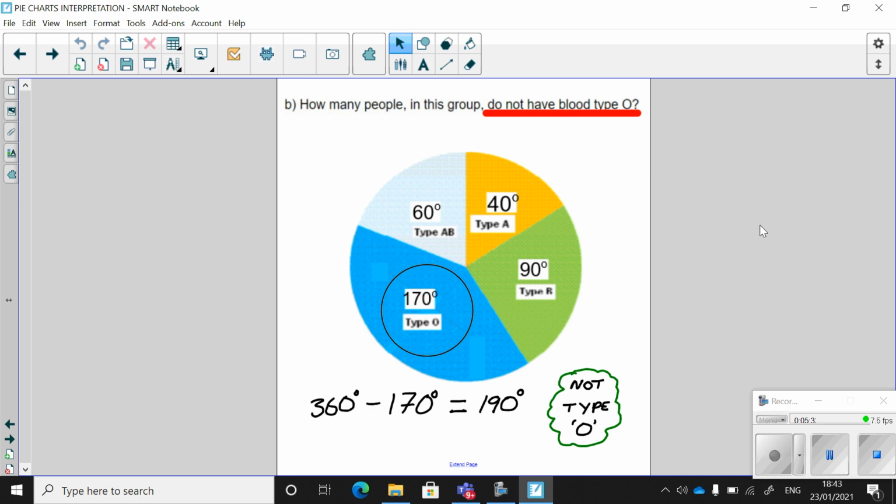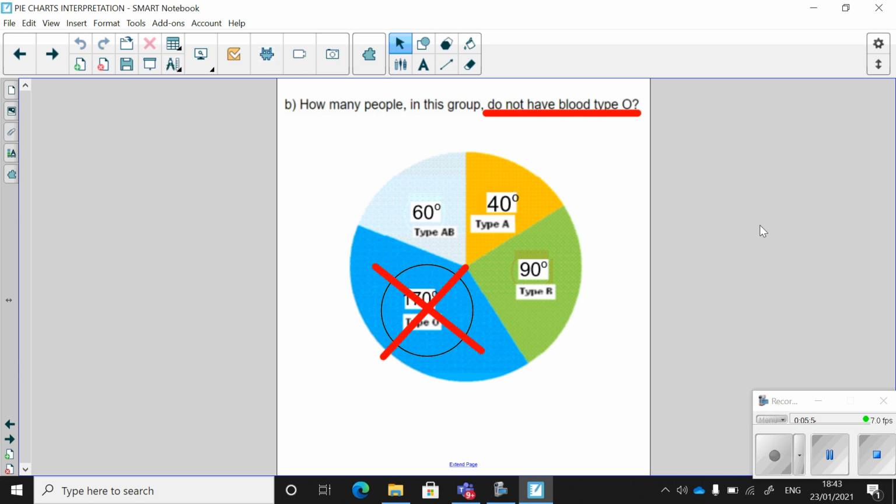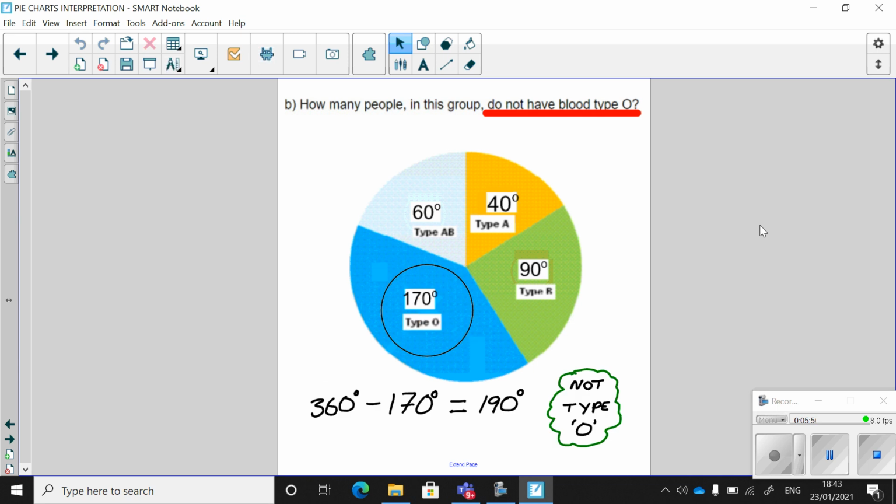360 take away the 170, because 360 is a full circle, gives you 190. But other people might think, well, why don't you just add up the other angles within the slices, 60, 40, and 90, and see what you get? What do you get? 190. Is that the same answer? Did we get 190 again? I think we did. So we're fine to go. So that is the angle of interest.